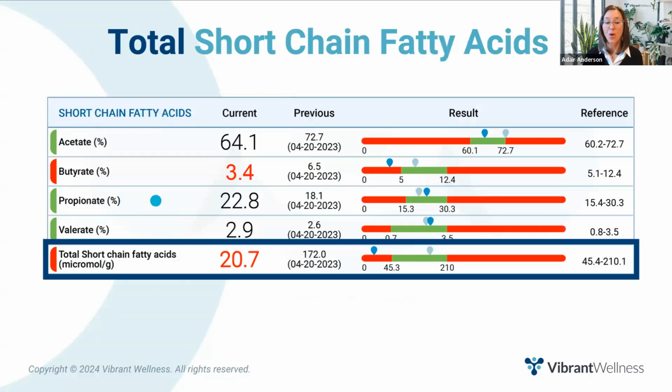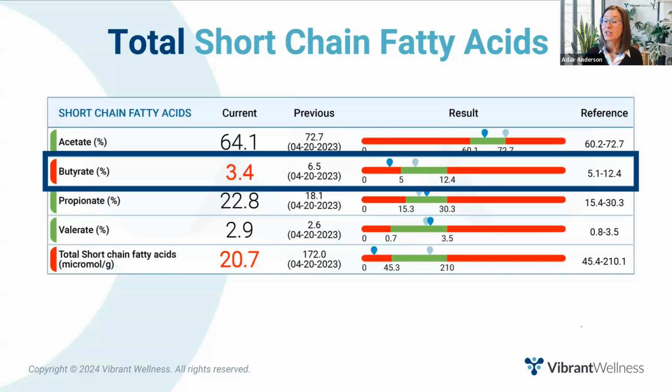I look at the total amount of short-chain fatty acids first. The reference range indicates that we want short-chain fatty acid levels between 45 and 210 micromoles per gram of stool. In this example, the patient's levels are at 20.7, which is pretty gosh darn low. In addition to total short-chain fatty acid deficiency, this patient also has extremely low levels of butyrate, only 3.4% when it should be between 5 and 12%. Now, why is this result so alarming?